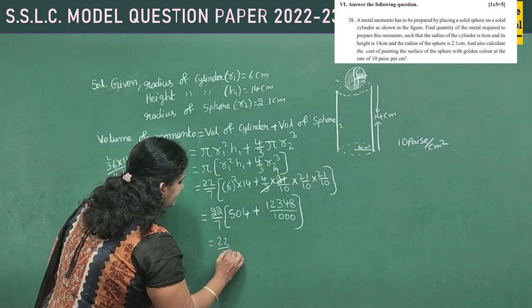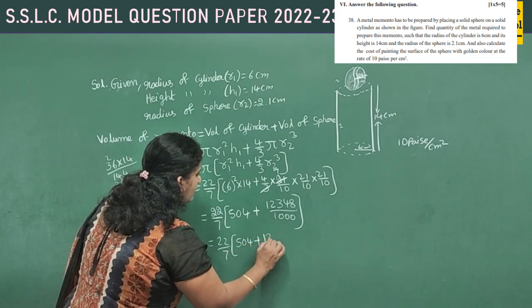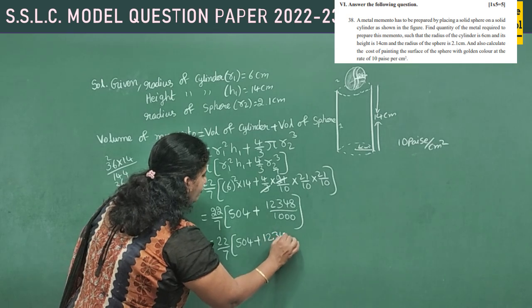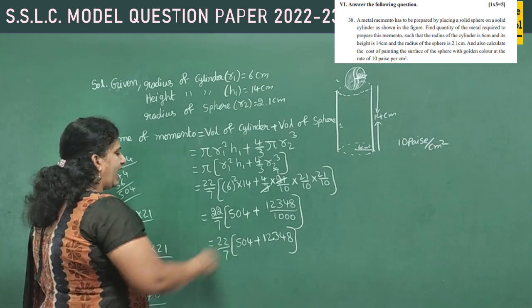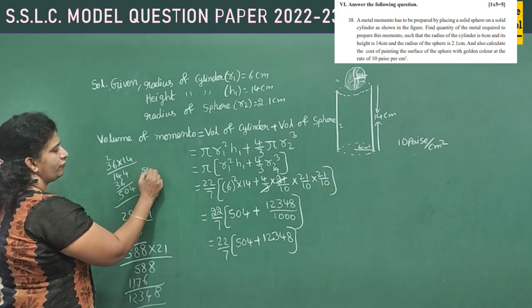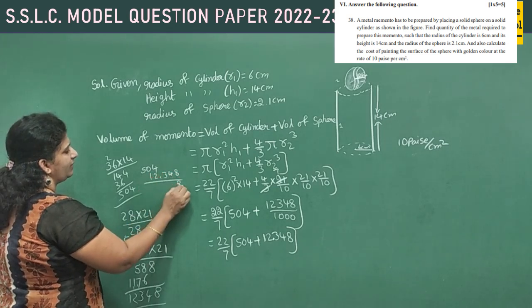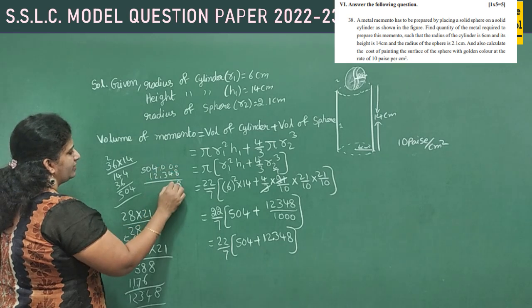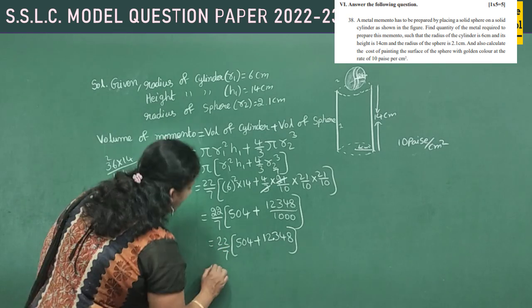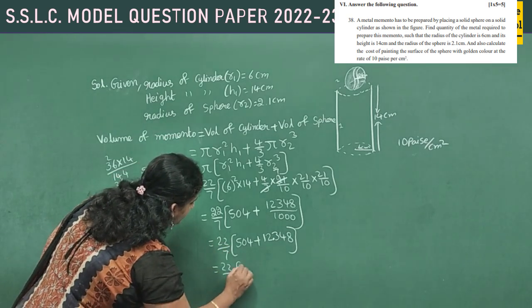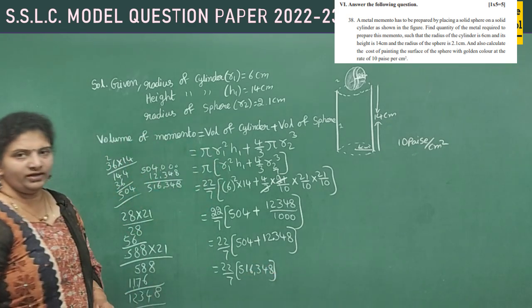So 22 by 7 into 504 plus 12.348. Shall I write? Decimal convert. Now add these two. 504 plus 12.348. That will be 516.348. Right?